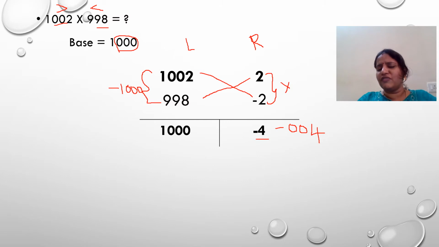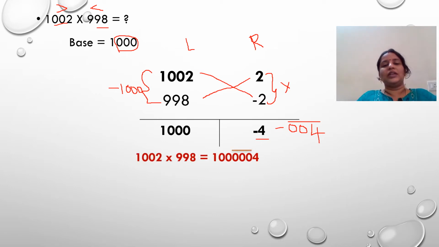And now again everyone will have a small doubt whether we have to make the 0 also under bar or leave the 0 without the bar. Please consider here the RHS itself a negative number. So the whole 004, all the three numbers together, will have the bar. So 1002 into 998 will be 1000,004 bar.